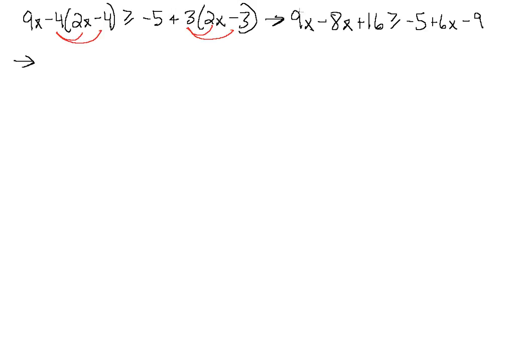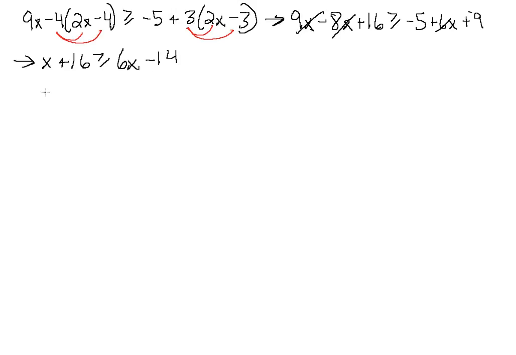So we have 9x minus 8x is just x, or 1x. So we have x plus 16 is greater than or equal to 6x over here. And we have minus 5 and minus 9, or you can say plus a negative 9. So we have minus 5 plus a negative 9, which is a minus 14.